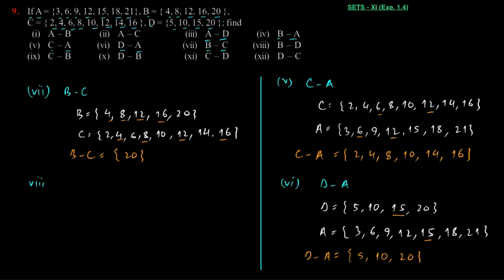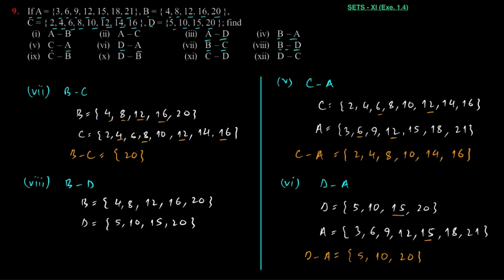Part number 8. What is B minus D? So what is set B? As we know, it has elements 4, 8, 12, 16, and 20. And what's set D? It is having elements as 5, 10, 15, and 20.